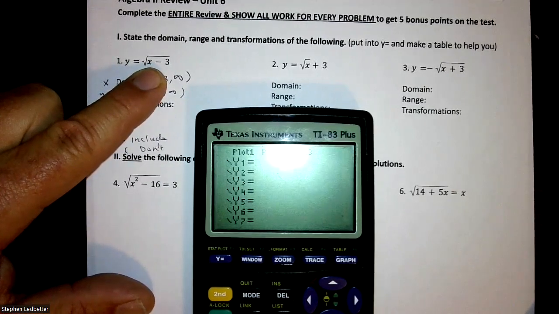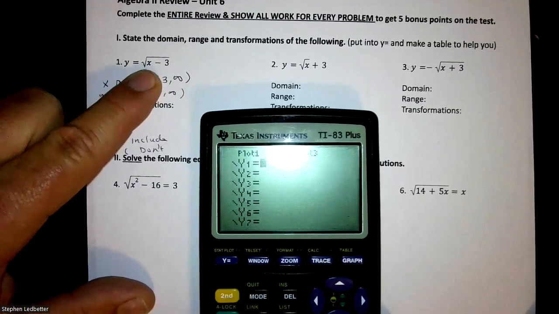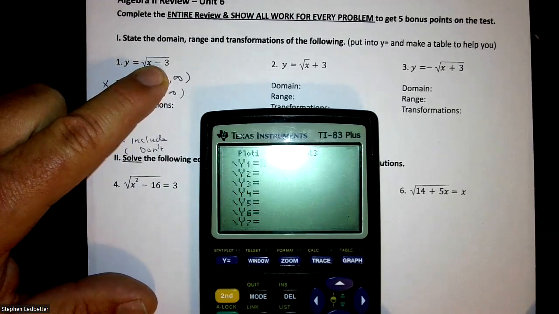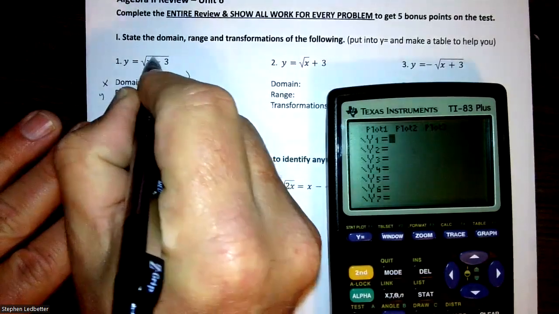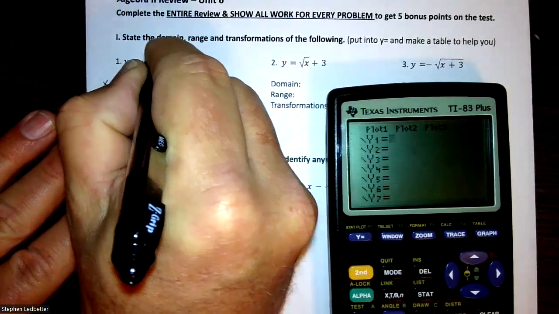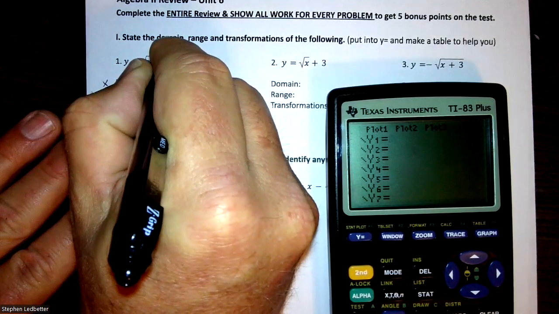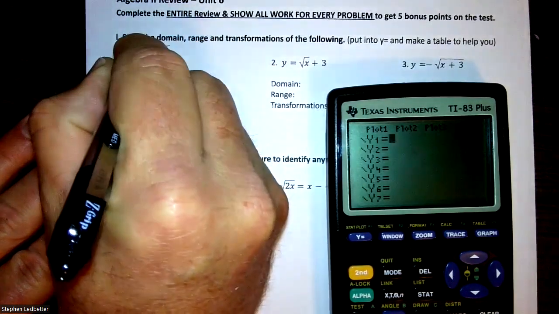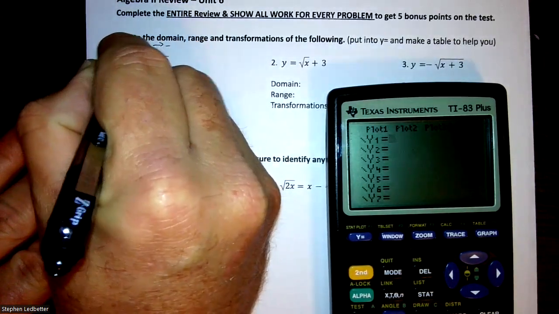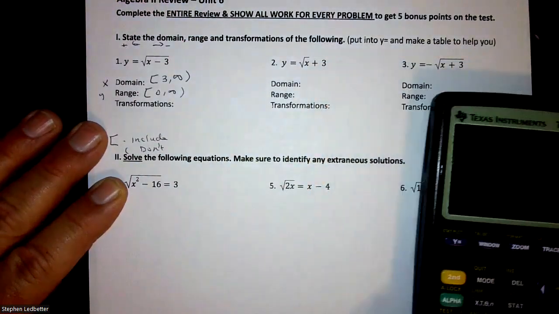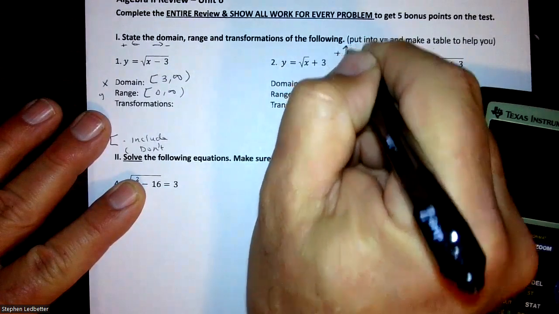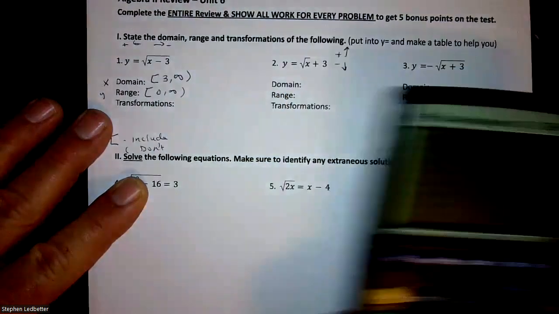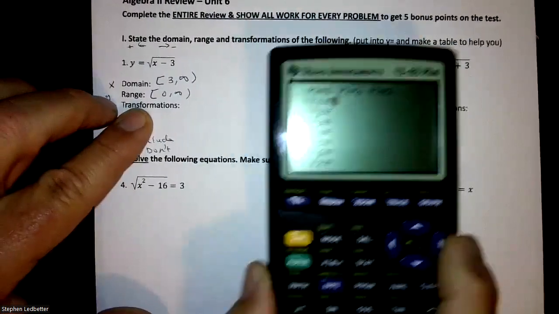All right. So the parent function, this is how you can do it if you can't remember. Whenever you see a number inside the parentheses, it goes left and right. Because it's inside the radical, it goes left if it's a negative, and it goes to the right if it's positive. It's the opposite of what you think. If it's outside the parentheses, if it's positive, you go up. If it's negative, you go down. Now, like I said, if you can't remember, this is the way you can do it on your calculator.